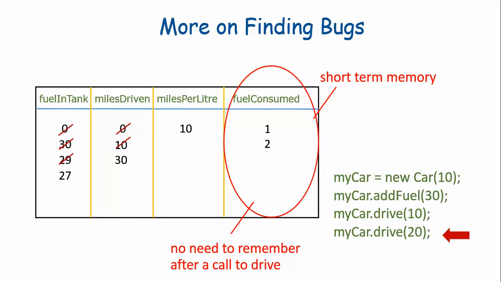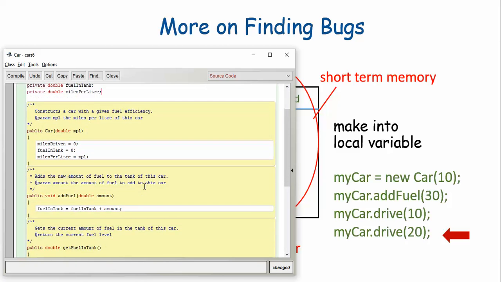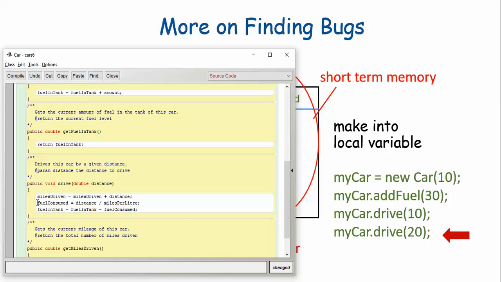So such values, such information, can be made as local variables. Okay, so let's make it so. Let's remove this instance variable fuel consumed because we don't want to remember it forever. We just want it to be calculated whenever I drive my car at a particular distance. So let me add a type at fuel consumed.